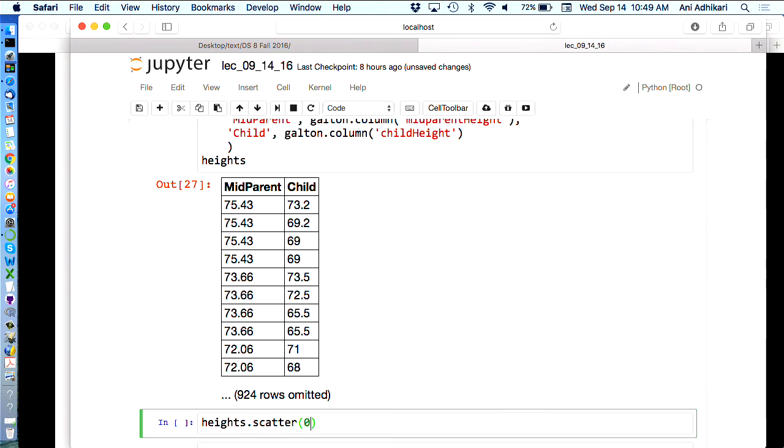Can somebody remind me what that does? It produces a scatter plot. What's that zero? It's the column label of the horizontal axis, or the column index of the horizontal axis. So which one is the horizontal axis here? Mid-parent height. So conventionally, the thing that you are going to use as your base for prediction is put on the horizontal axis, and the other one's put on the vertical. You can do it the other way if you wish. You just have to turn all my graphs around and risk being called weird.